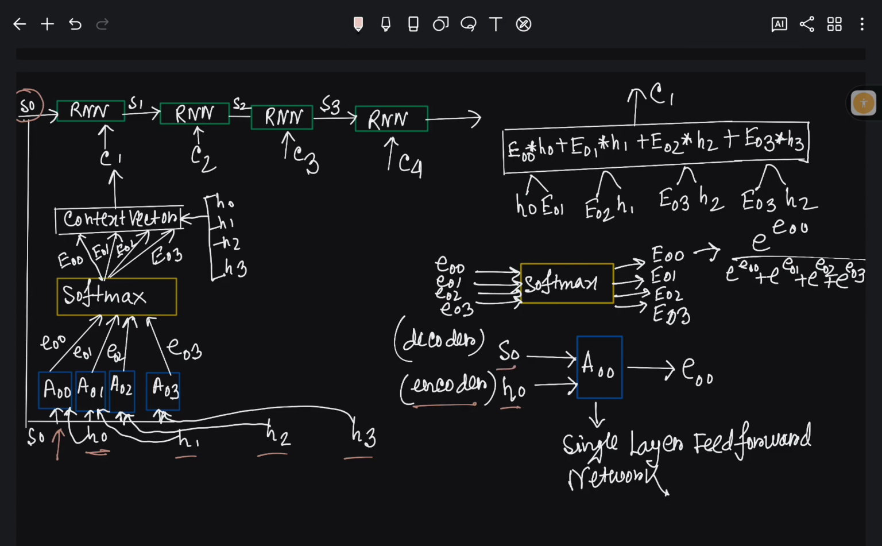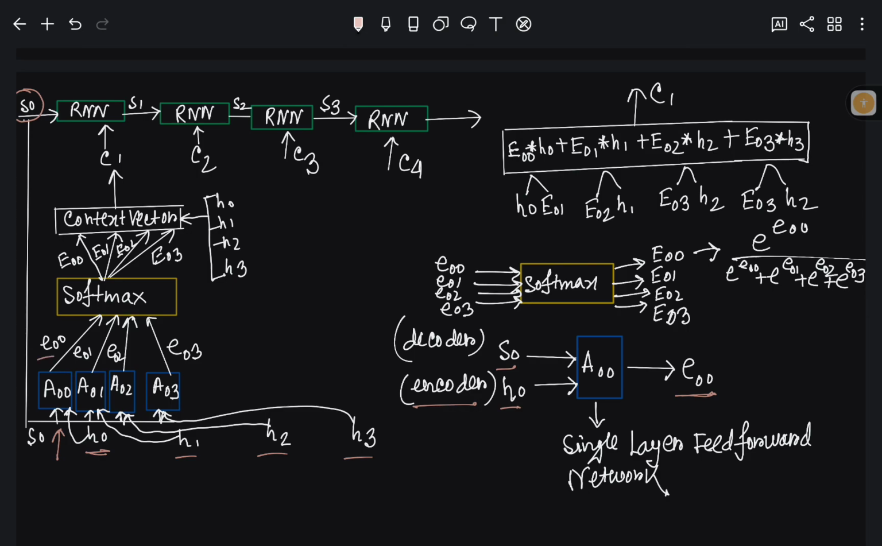So with the help of the previous timestep hidden state from the decoder layer and also the encoder layer hidden state, which is H0, we get e00, right? This is nothing but a single layer feed forward neural network. With the input of these two, we get a different representation, which is e00. I hope these things are clear.